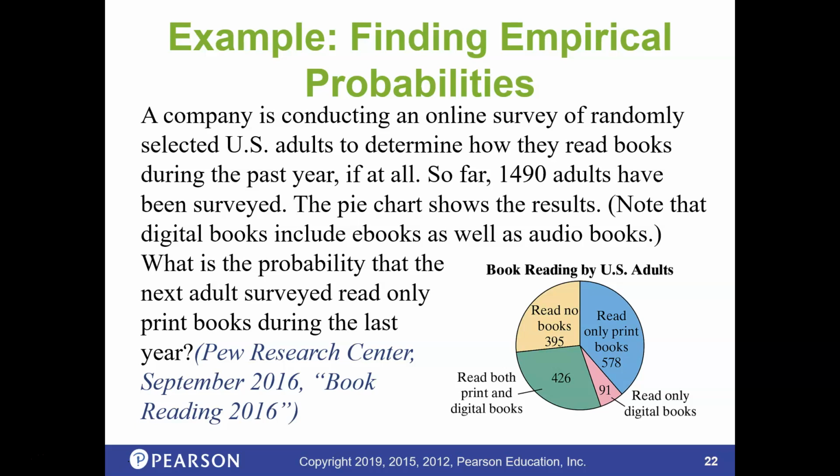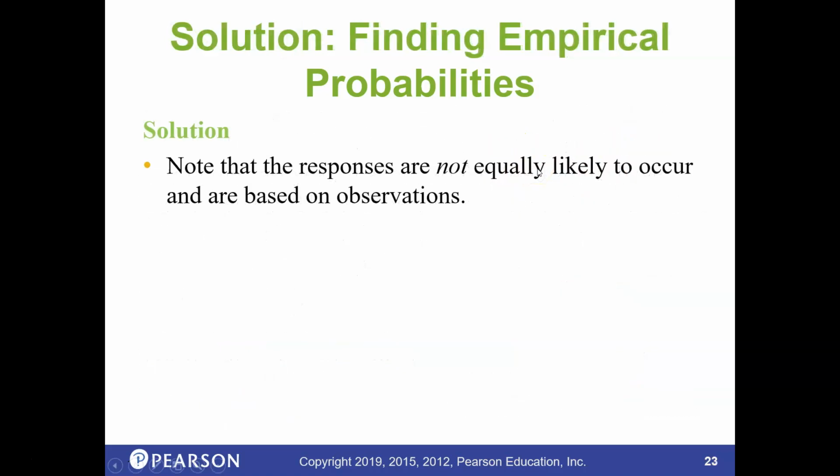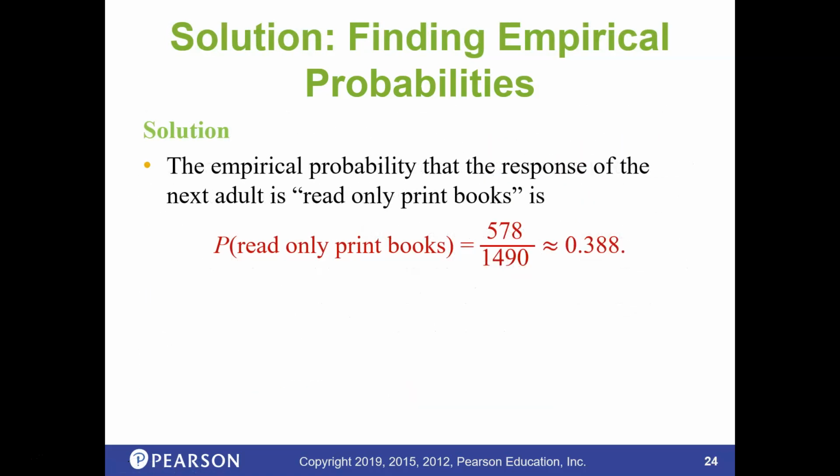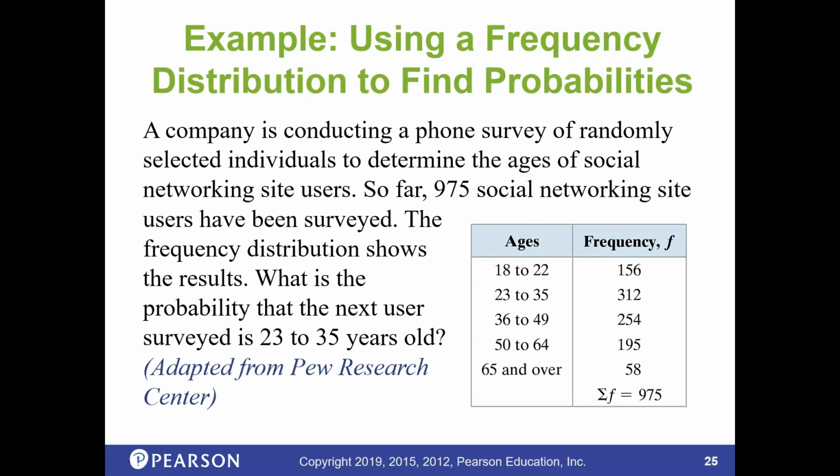So I'm going to look at how many people read only print books, 578, out of the total. So the first thing I have to do is add all those numbers up, or I can look at the context here and see that there's 1,490 of them. So I have a total of 1,490. I'm going to take that 578 divided by 1,490, and that's my estimate for that particular probability.